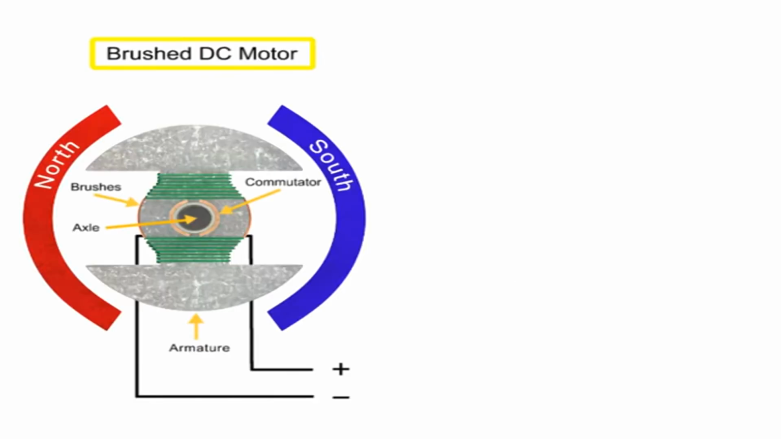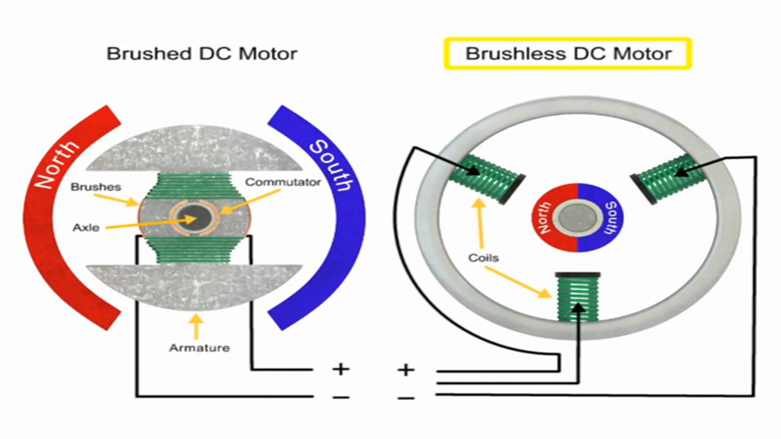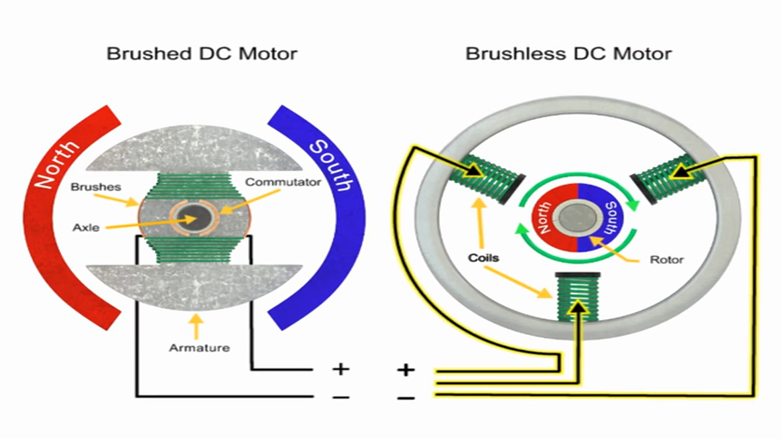Unlike DC brush motors, DC brushless motors do not utilize brushes to control current. Permanent magnets bonded directly to the rotor of the brushless DC motor create rotational motion as current passes through the stator.